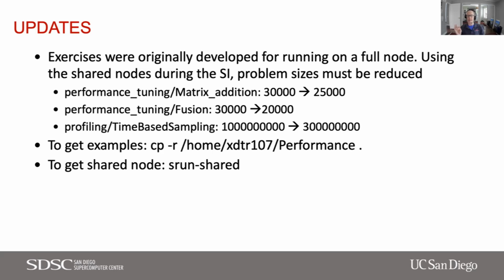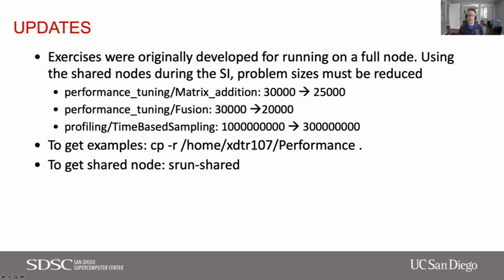So for the matrix addition example, we're going from problem size of 30,000 squared to 25,000 squared. For the loop fusion example, we're going from 30,000 down to 20,000. And for the time-based sampling, I lost track of the number of zeros, but we reduced the problem by roughly a factor of 3.